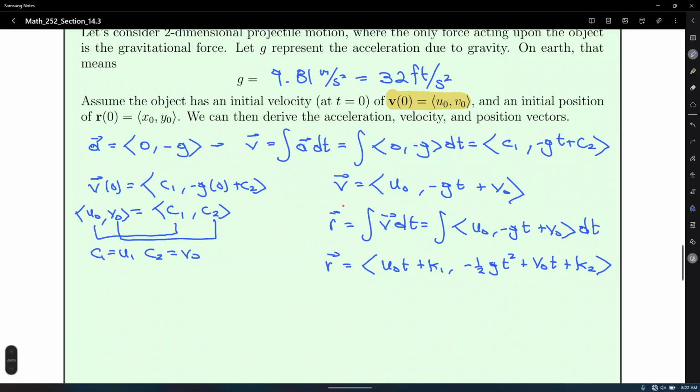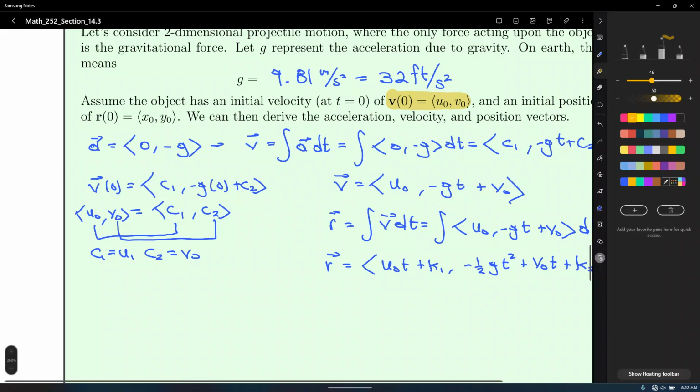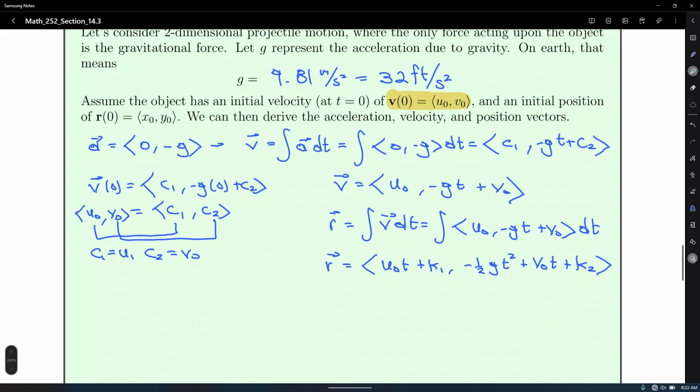Well, not at this point. So save that for when you apply this to a given situation. Okay, so let's use the initial condition to find the constants k1 and k2. How are we going to do that? Using the initial condition for the position vector.